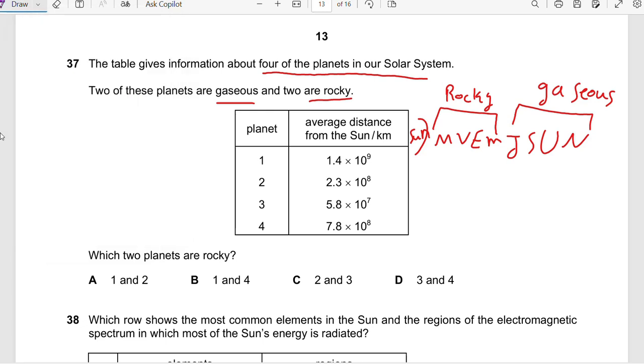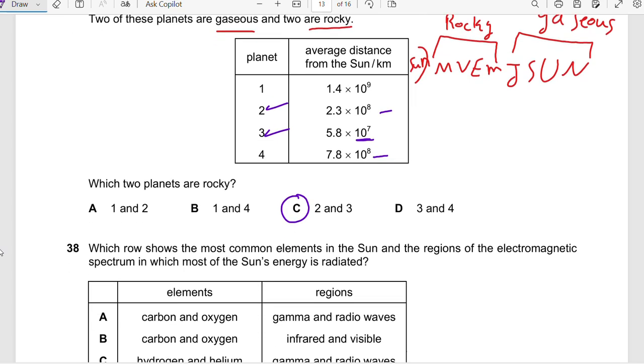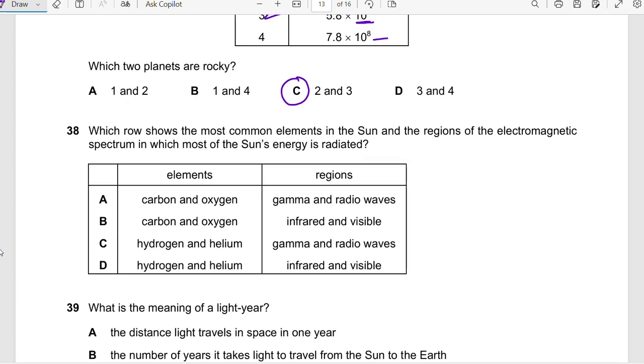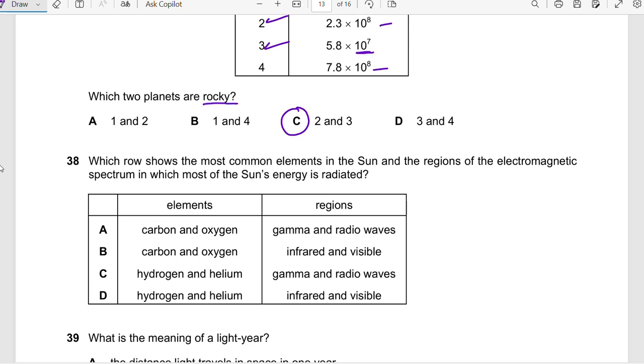So how do we solve this question? Depending on the distances, which 2 of them have the smallest distance? Here I have 10 to the power 7, so that is one option. Then I have 10 to the power 8, 10 to the power 8, which is the smallest. It's the second one, right? So it's actually planets 2 and 3, which is option C. I hope it's clear. So please pay attention here, they're asking about the rocky planets.